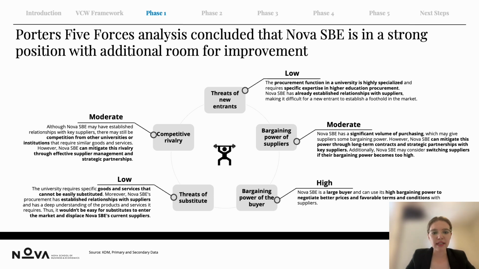Moreover, the bargaining power of suppliers is moderate, as well as the competition. Looking at the threat of substitutes and the threat of new entrants, both of these forces are relatively low. Taking a closer look at the threat of new entrants, we want to emphasize here that procurement departments across universities are highly specialized, which means that this threat is relatively low.